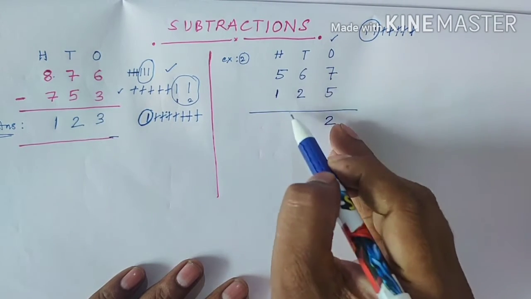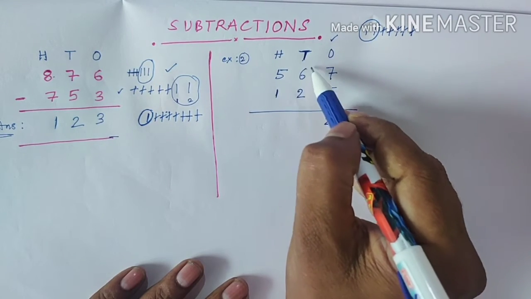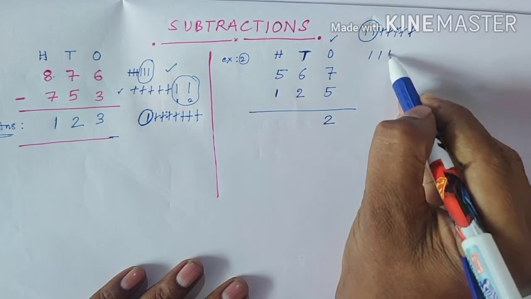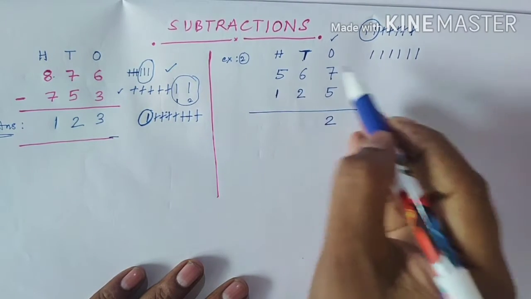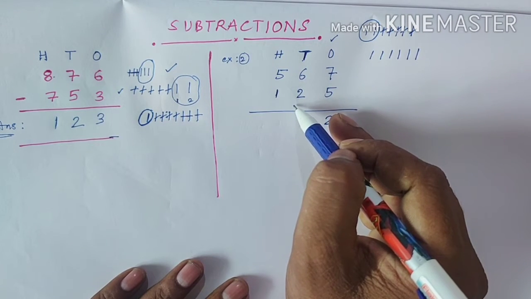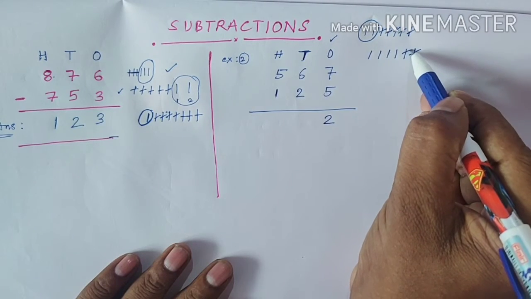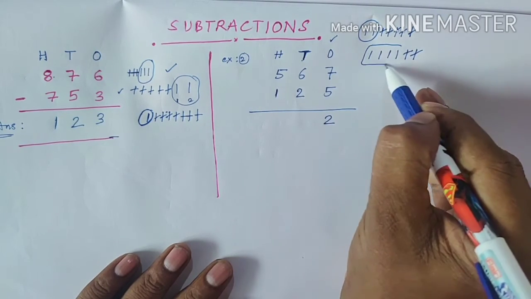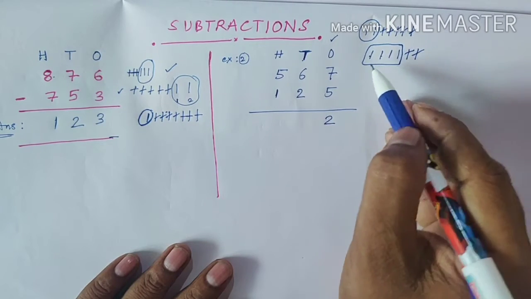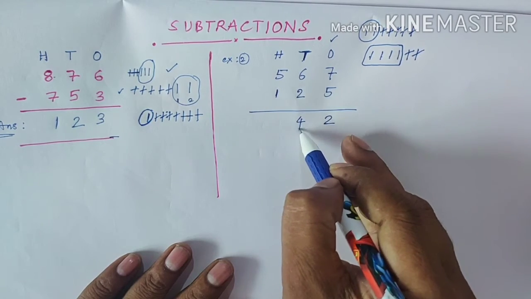Now take the second column, which is nothing but the tens column. In the tens column, the number on the top is 6. So you have to draw 6 lines. 1 2 3 4 5 6. The number below the 6 is 2. That means you have to cut off 2 lines. 1 2. So you are left with how many lines? You are left with 1 2 3 4 lines. So write 4 just below the tens column.